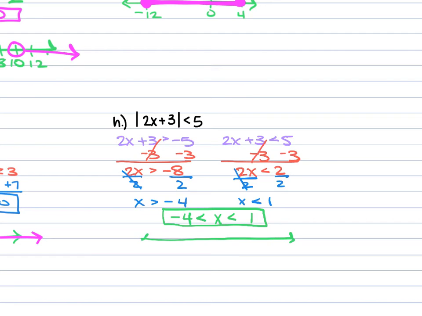On our number line, we're going to have negative 4. We're going to have 1. We are going to have an open circle on negative 4, and the line goes to the left. An open circle on positive 1, and the line goes to the right.